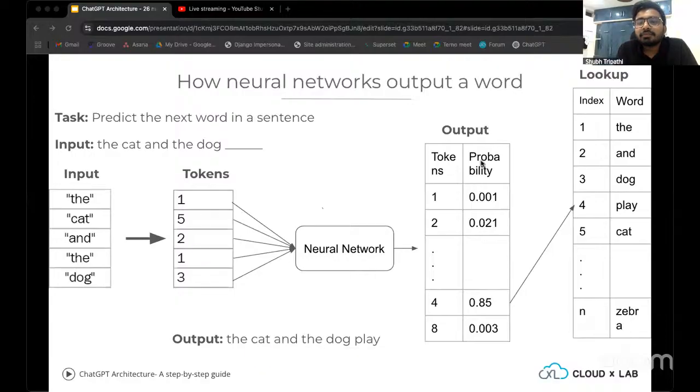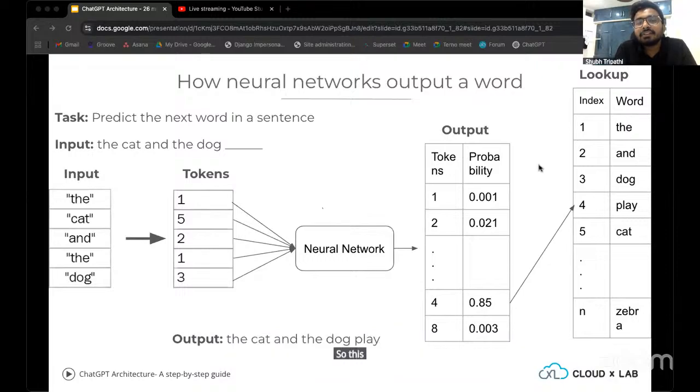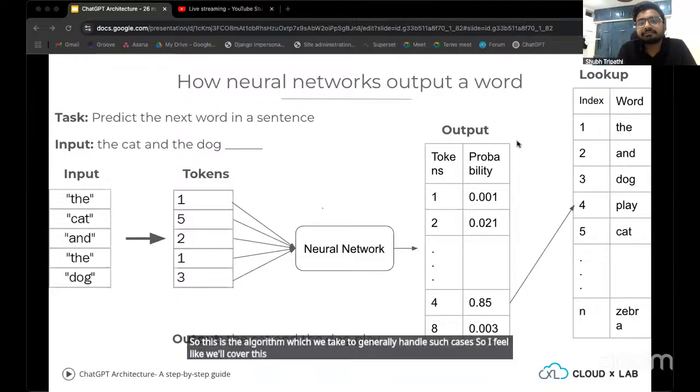Veena has asked that there could be multiple words with the same probability, then how will it select the next word? Veena, it's not generally the case that there are multiple words with the same probability. And to answer you, in the agenda, I told you that we will be discussing beam search. This is the algorithm which we use to handle such cases, so we'll cover this later in the lecture.